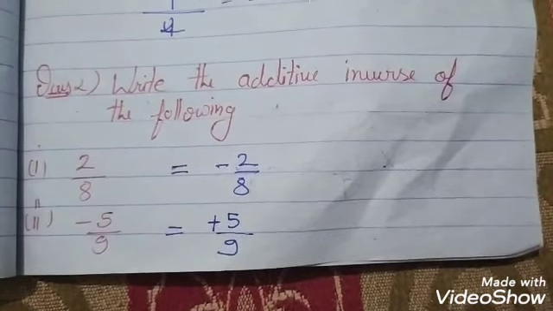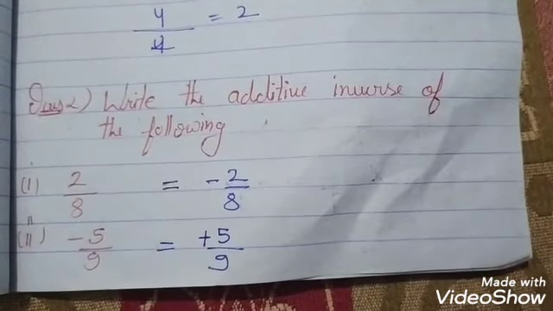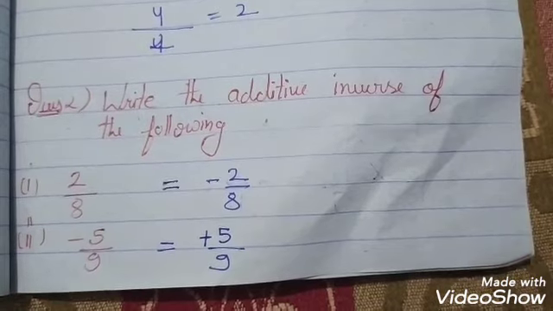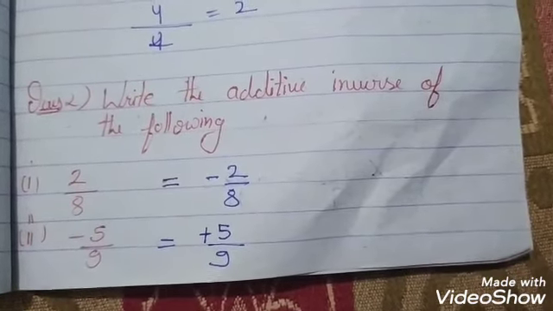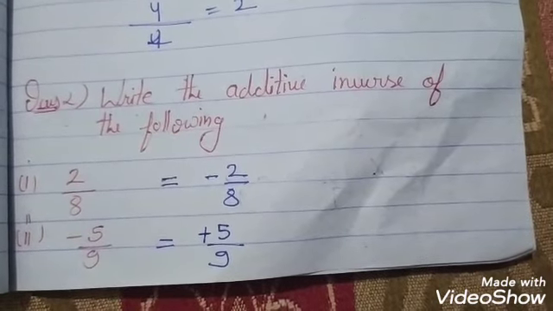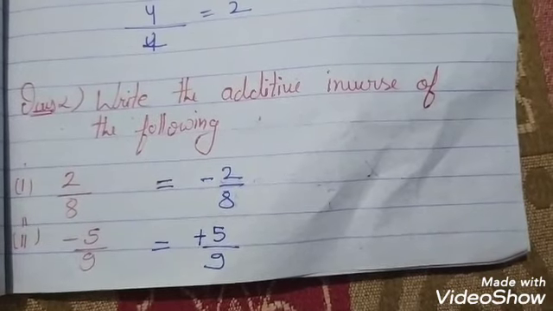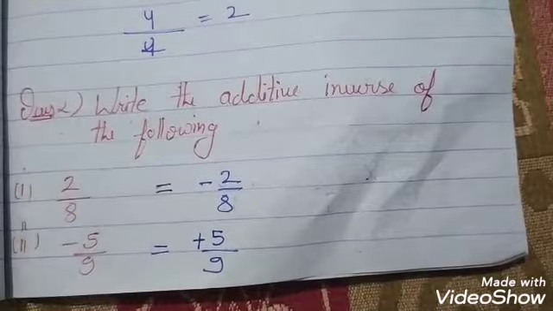And question number 2 is: write the additive inverse of the following. As I mentioned earlier, what is additive inverse? Additive inverse of any number is the same number with just an opposite sign. So the additive inverse of 2/8 is minus 2/8, and the additive inverse of minus 5/9 is plus 5/9.